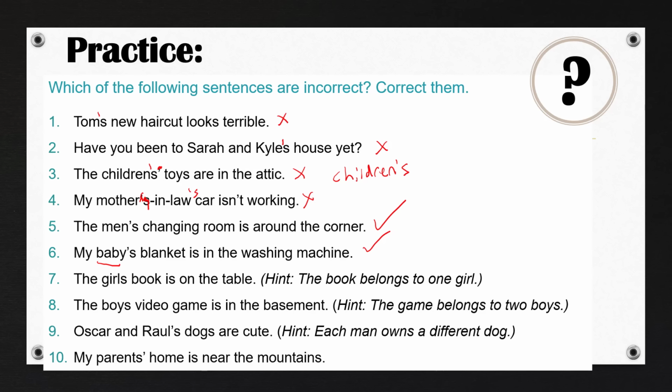Number 7, the girl's book is on the table. This is incorrect. We need to add an apostrophe before the S because it is a book that belongs to one girl. The second one is also incorrect.